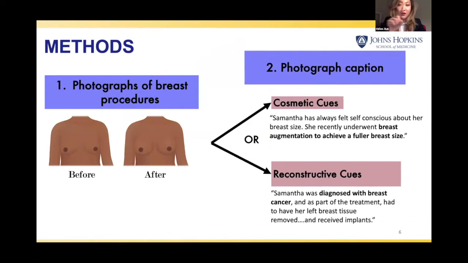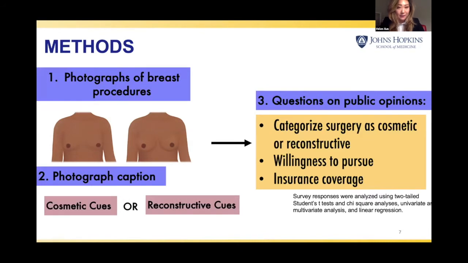Cosmetic cues focus on the cosmesis of the procedure. So for example, a breast augmentation to achieve a fuller breast size. The reconstructive cues focus on the function and improvements in quality of life. For example, reconstruction following a lumpectomy. So we know that all surgeries are actually a blend of these two, but for the purposes of this study, we separated them. We then asked the respondents to categorize the procedure as either cosmetic or reconstructive, willingness to pursue, and insurance coverage.